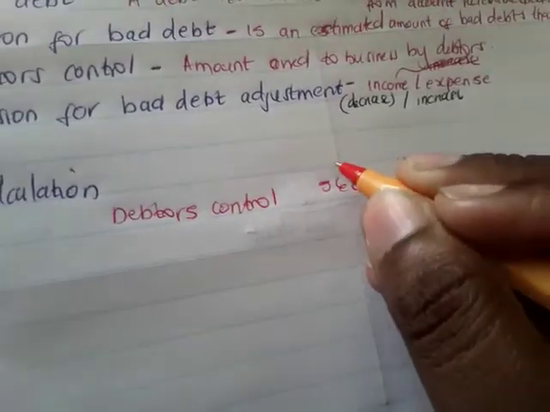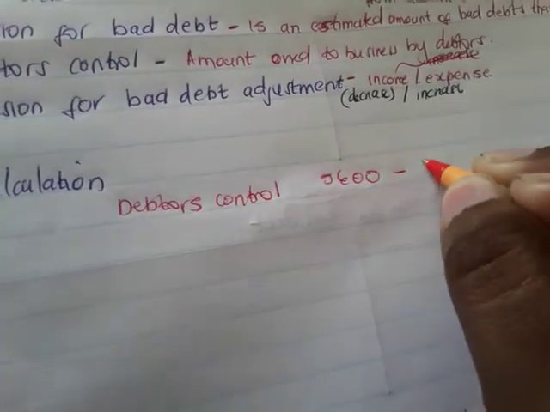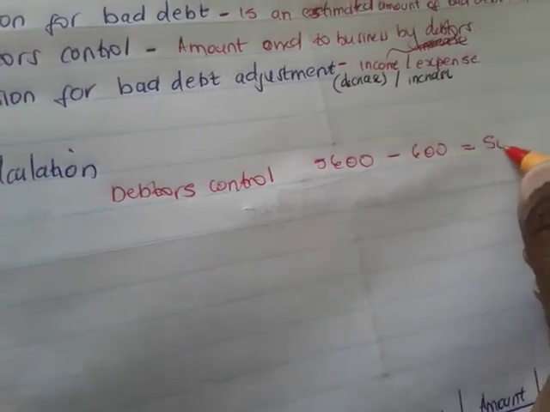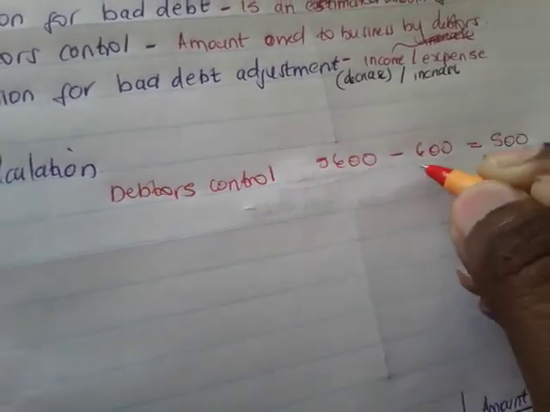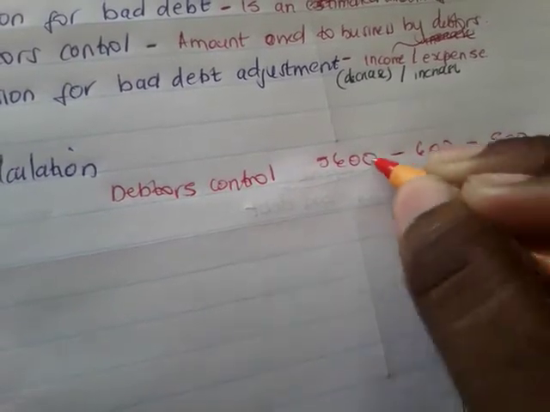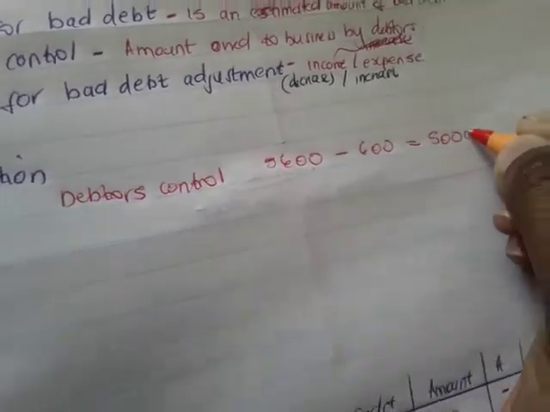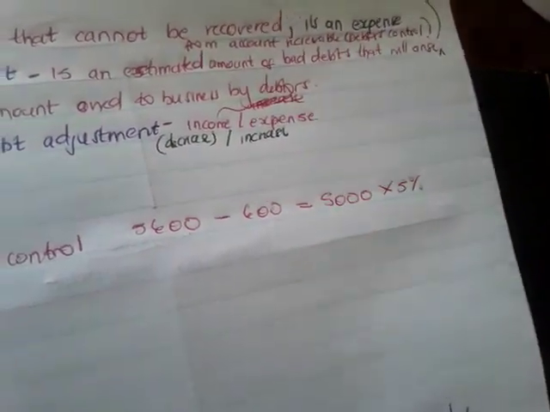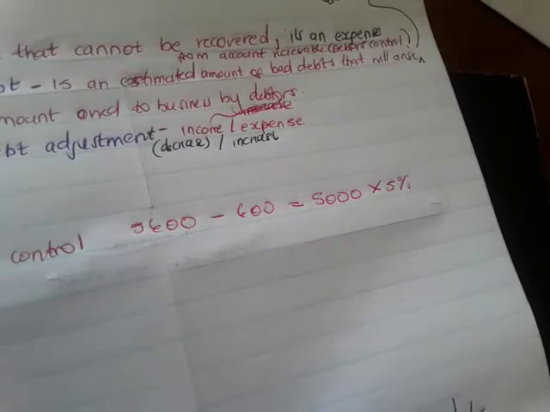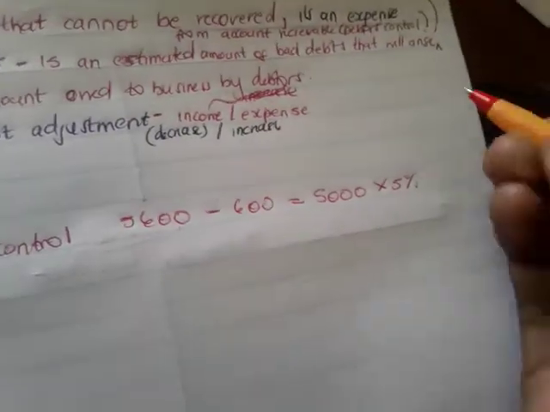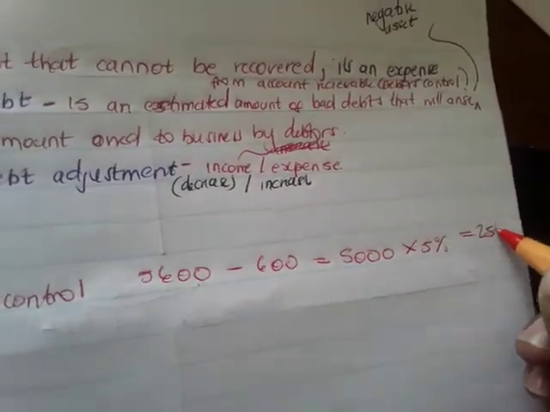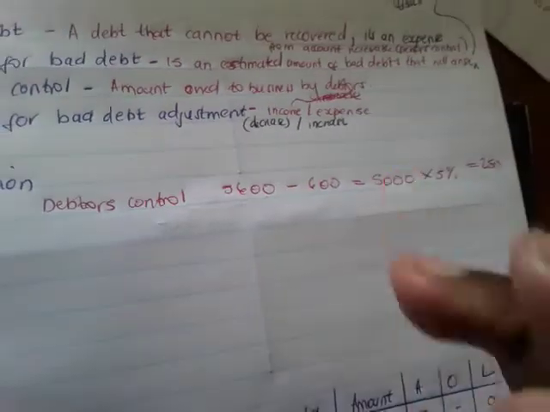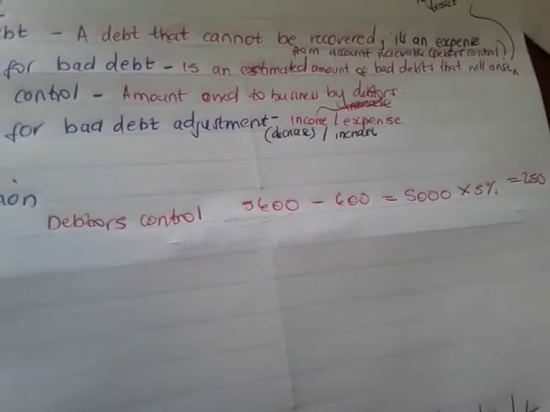So this 5,600, remember that you had to actually remove 600 from it to make it 5,000. Remember, this had gone bad and you were told to remove it from your debtors. And now from this 5,000, that's where you calculate your provision for bad debts of 5%. You say 5,000 times 5%, which will give you 250.